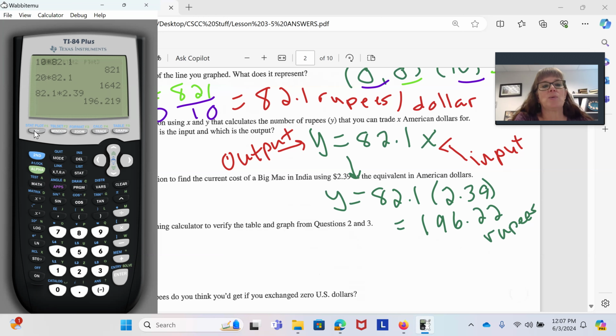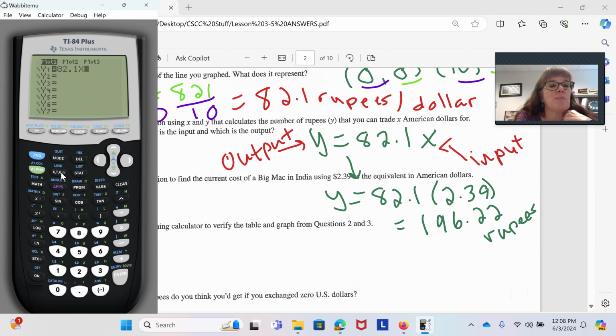So we want to start with y equals, and we want to clear out anything you may have in there. If you have anything in there, just type clear and then enter, and it'll clear out the equation. And we're going to type our equation into that, 82.1. To get the x, it is a button that says x, comma, t, comma, theta, comma, n. It's right next to the green alpha button. I'm going to push that button and it shows up an x. So that's how we enter the equation.